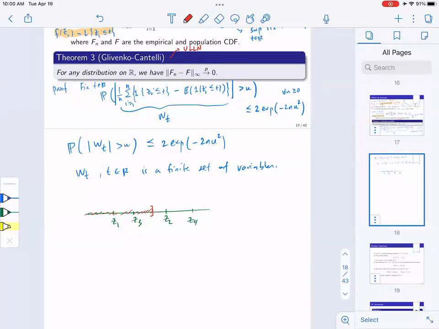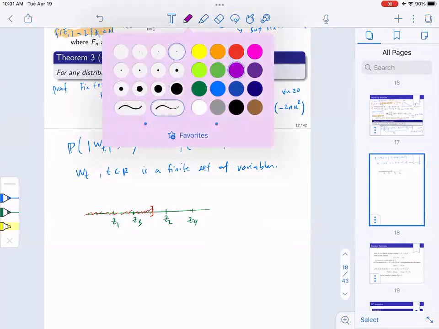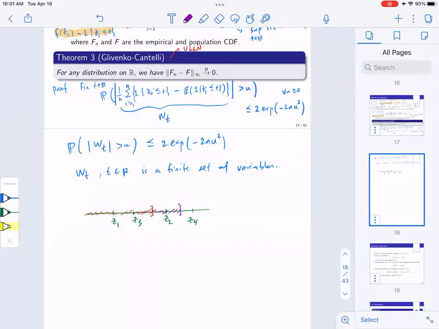And so what this sum is doing is summing over the indicator. Basically, the indicator is going to be 1 for these z's, and not 1 for the other ones. So this summation here is going to be 2, right? It just counts how many of these points are in that interval. If my interval is like this, it would be 3.